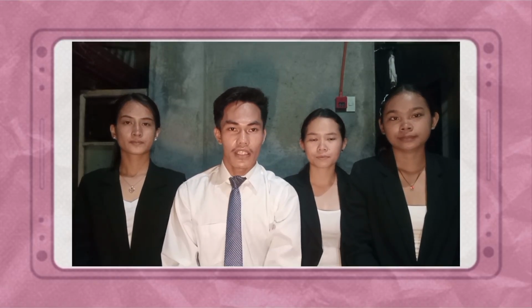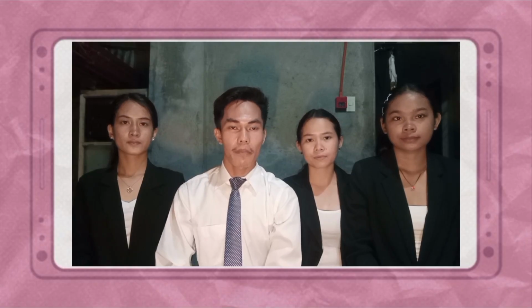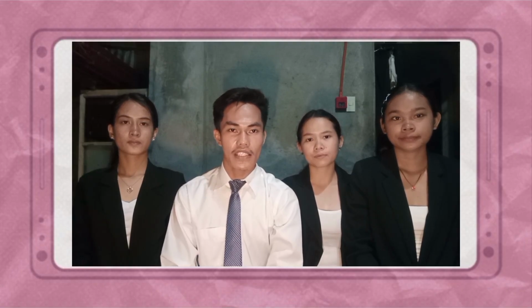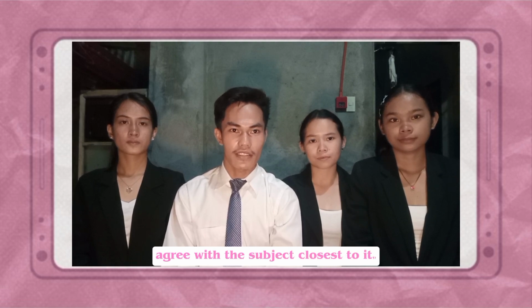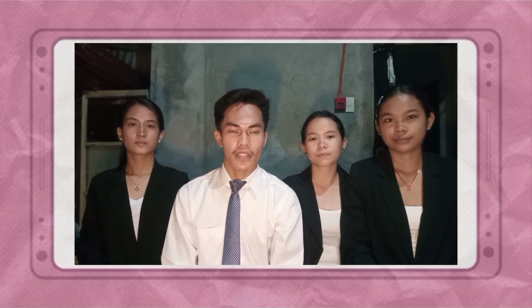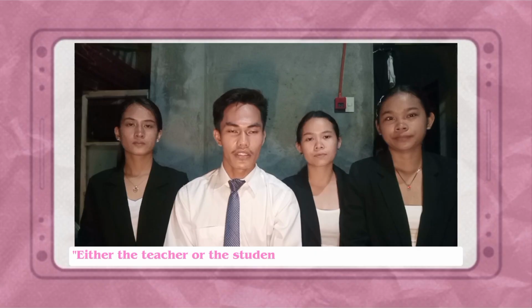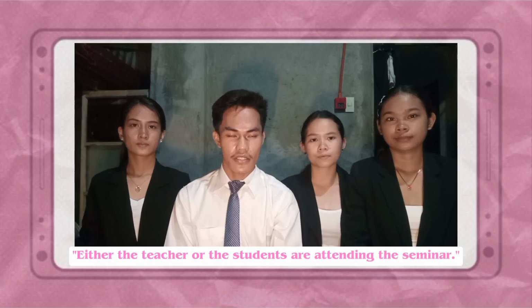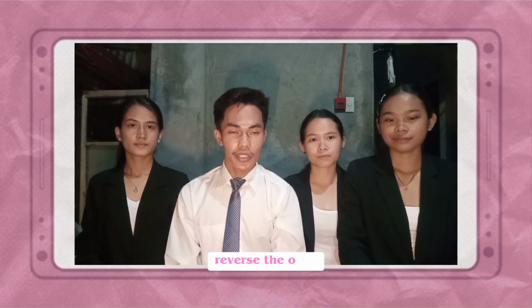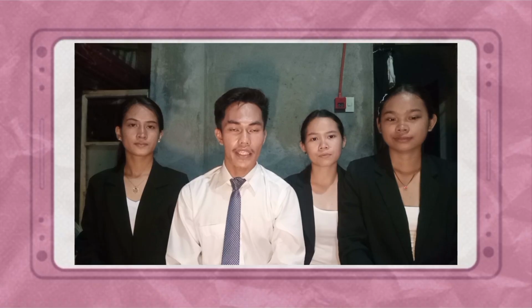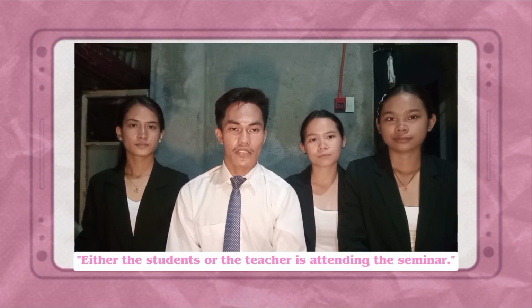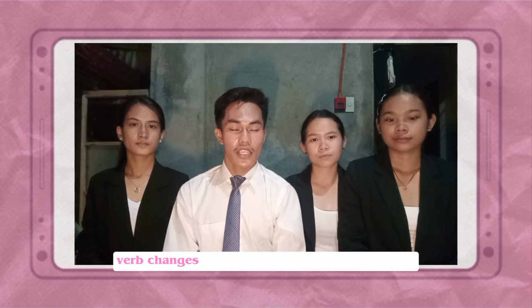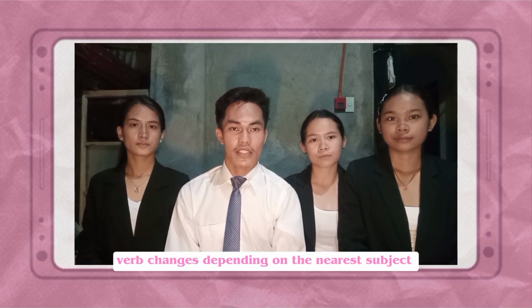The second rule involves subjects joined by or or nor. In this case, the verb should agree with the subject closest to it. For example, either the teacher or the students are attending the seminar. But if we reverse the order, it becomes either the students or the teacher is attending the seminar. The verb changes depending on the nearest subject.